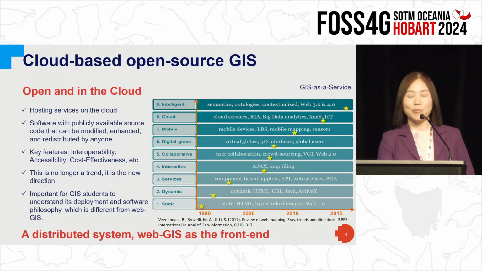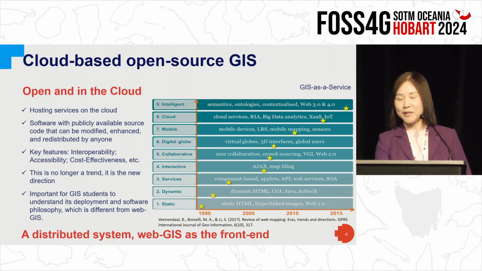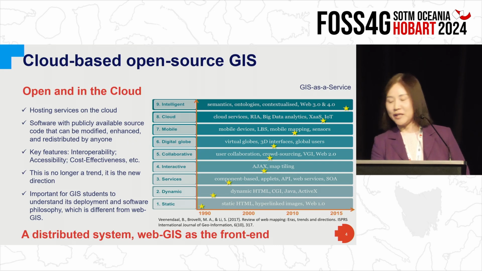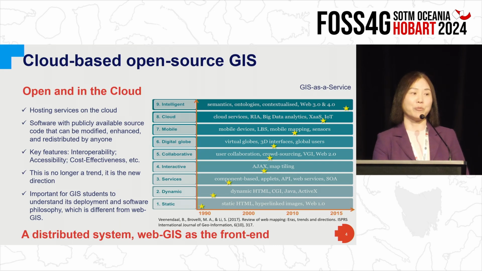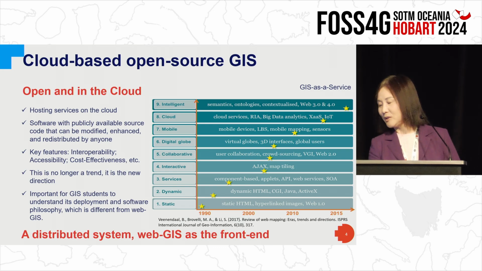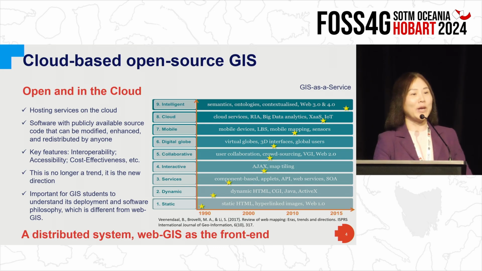Right, so the students learn some basic concepts or theories. Interoperability is one of the key words of cloud GIS, and accessibility, why we need to use web GIS as a front end, as the dissemination of the GIS project. And of course, we talk about cost effectiveness as one of the advantages of cloud-based open source GIS.